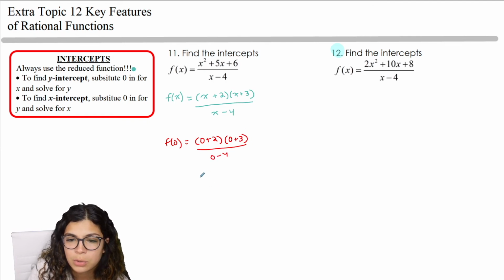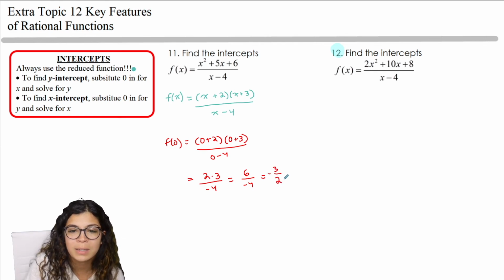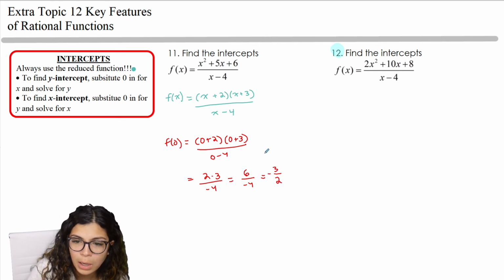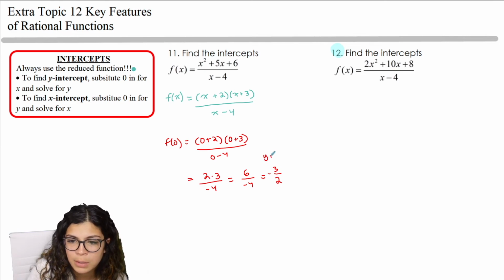Now 0 plus 2 is 2. And 0 plus 3 is 3, so we have 2 times 3 in the numerator, and 0 minus 4 is negative 4. So we end up with 6 over negative 4, and reducing that by dividing 2 on top and bottom, we get negative 3 over 2. So we set x to be 0, that is the y-intercept. So the y-intercept is negative 3 over 2.